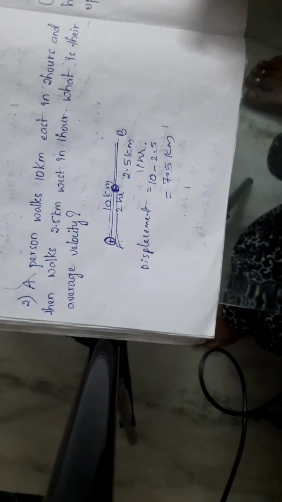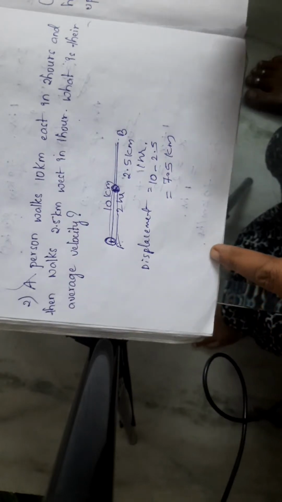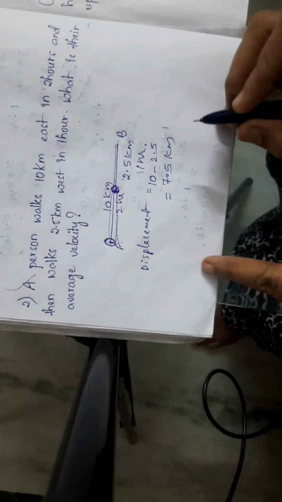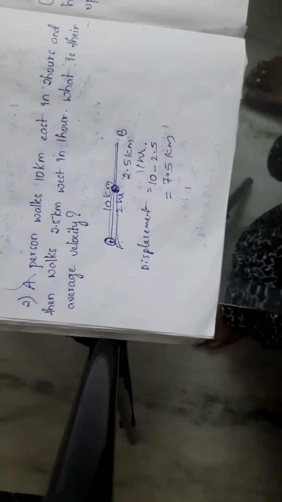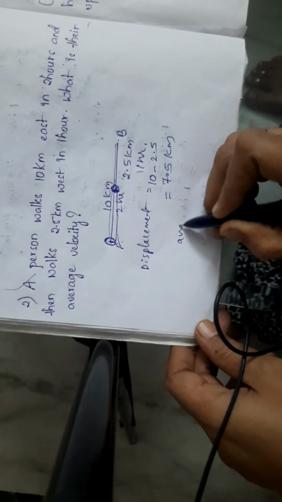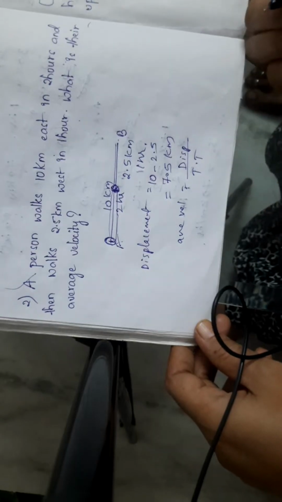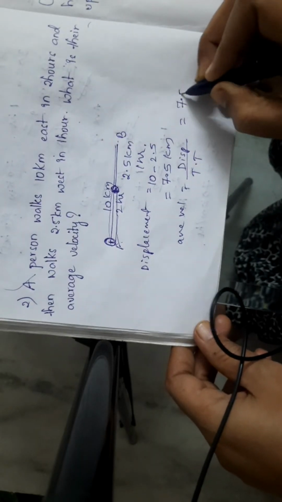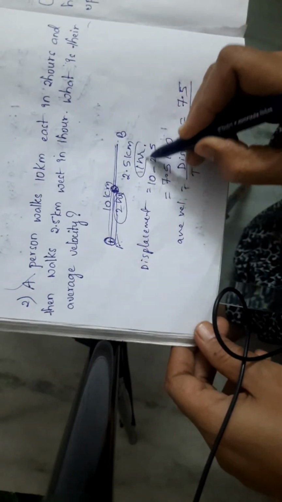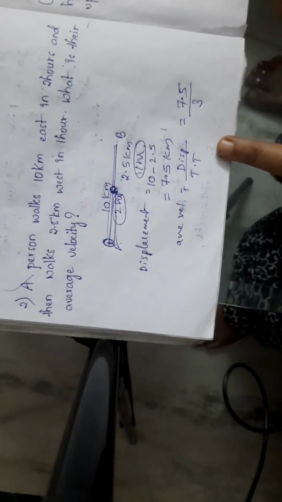As I told, two formulas are there for average velocity. One is total displacement upon total time and the second one is v plus u divided by 2. If displacement is not given, you can add the initial and final velocity and divide it by 2. So here the average velocity formula is displacement upon total time. So displacement we got here is 7.5. Total time for the first half it took 2 hours and while returning it took 1 hour. So total time is 2 plus 1, 3 hours. So here we'll divide it by 3.